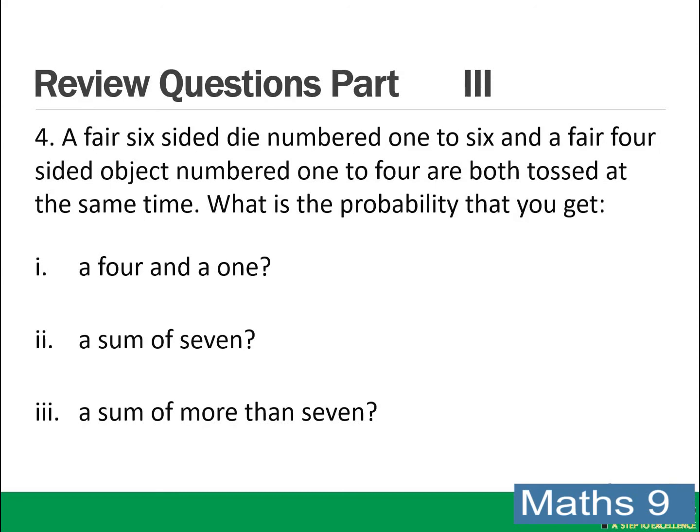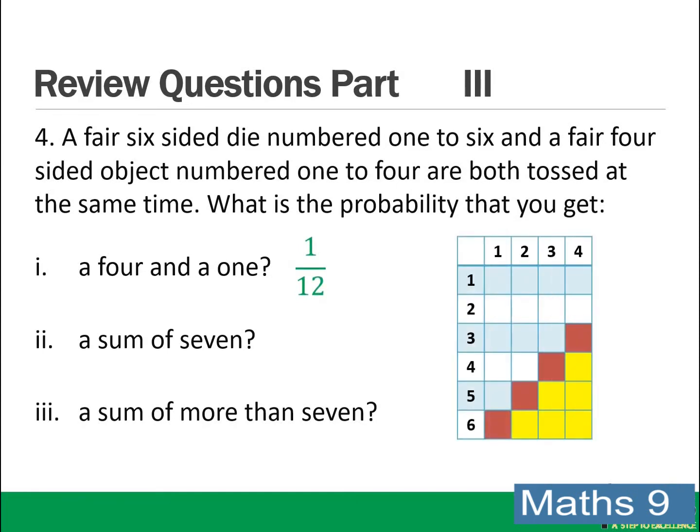Here are the answers. Part I is a 12th. For part II, the best thing to do is to draw a diagram so that you can see the combinations between the two objects. This shows us that a sum of 7 can occur in 4 different ways, so the probability is 4 out of 24, or 1/6. And part III can occur in 6 different ways, so the probability is 6 out of 24, or a quarter.